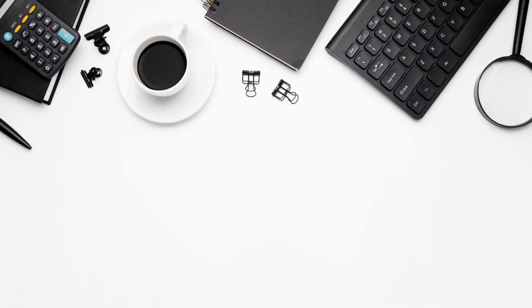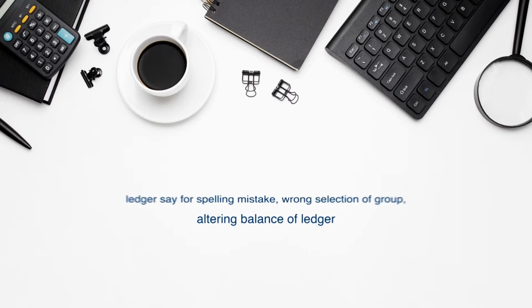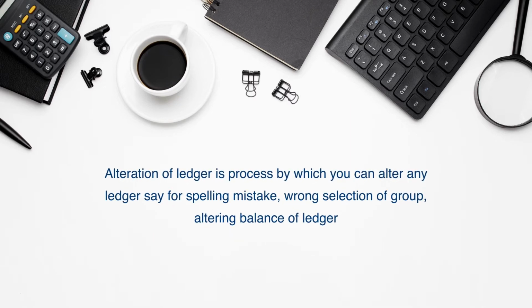Now, as we have already created the ledger, at times there might be some discrepancy in the ledger account once it is created, and now you want to remove that discrepancy. So here comes the alteration part. Alteration of a ledger is a process by which you can alter any ledger. Any ledger which you have created before, you can change the details.